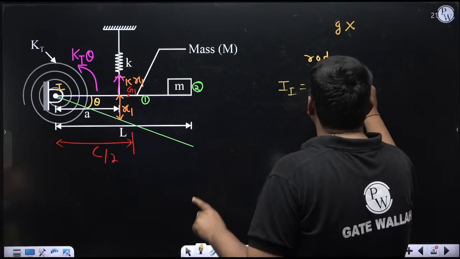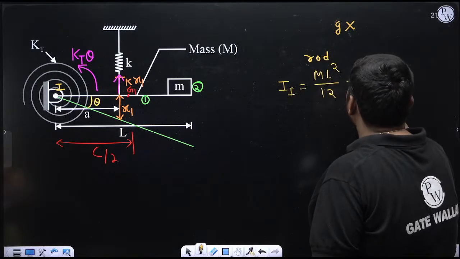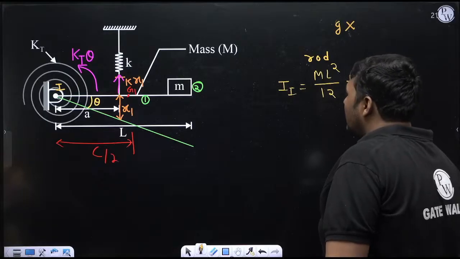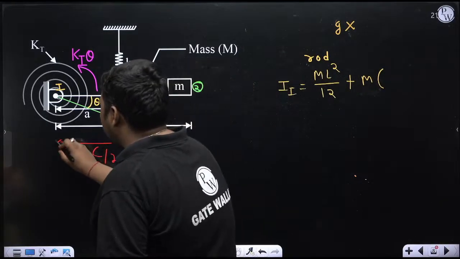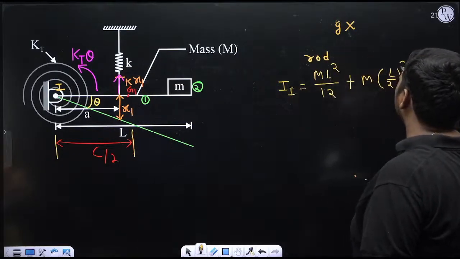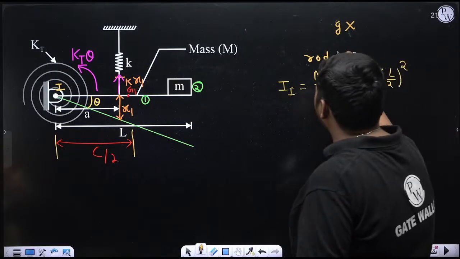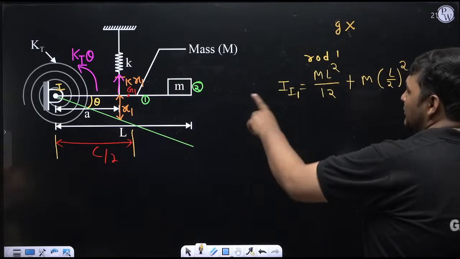Now to calculate about the I center, we'll use the parallel axis theorem. So in this, add the mass of this rod, which is capital M, into r dash square, where r dash is the distance between the center of gravity of the rod, that is G1, and the I center. Right now this distance is L by 2, so it will be L by 2 whole square. So this is the mass moment of inertia of rod 1 about the I center. This I am representing as I1, for the rod I am using 1.